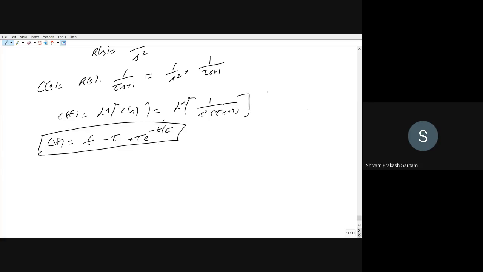Okay, I've also provided the notes. You can see there, and you can try to solve it. If you are not getting, you can let me know in our next lecture. Then we can solve it. But this is quite easy. By partial fraction, you will be able to do that.